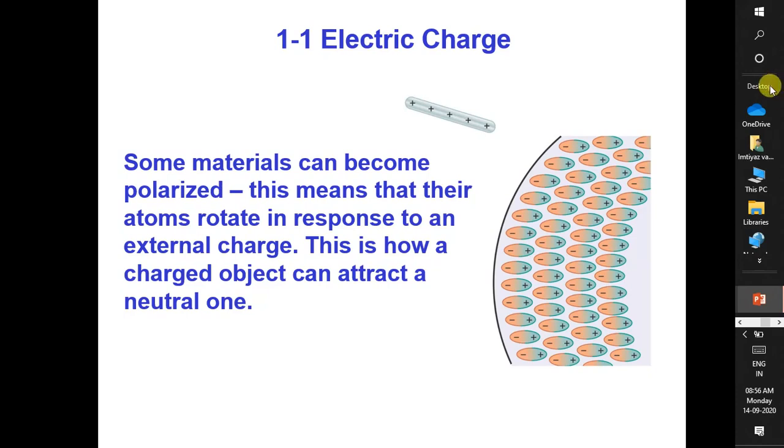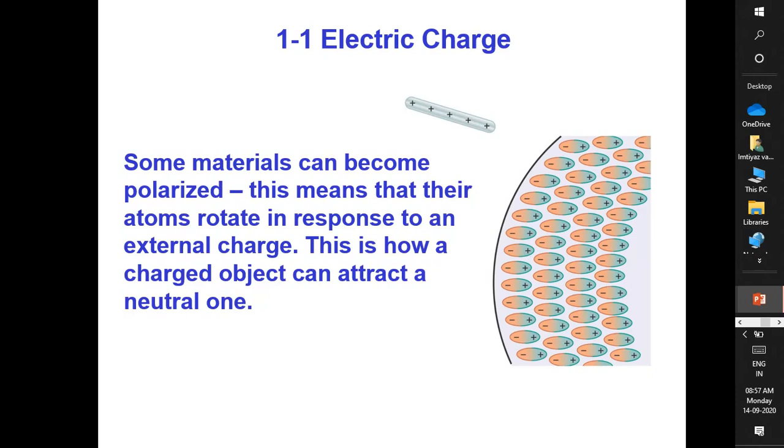Polarization means there are positive and negative ions, and this is the separation phenomenon. The positive and negative ions are separated by a certain amount. Polarization means charge separated by the positive and negative ions. So this phenomenon is known as polarization.